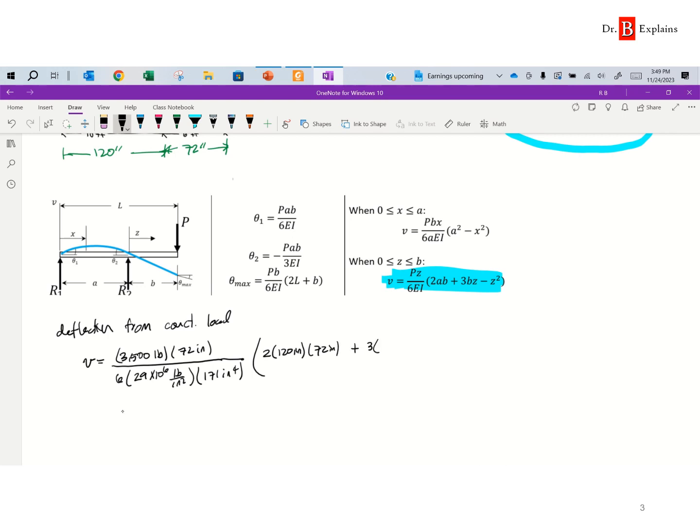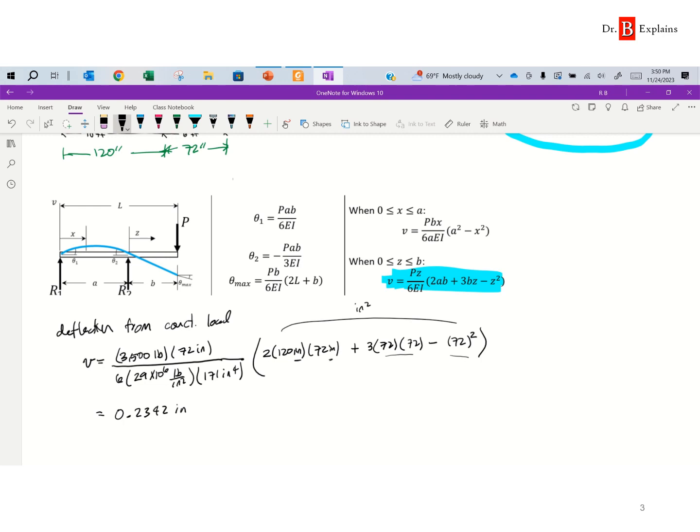And then plus 3 times b, which is 72 inches, times z, which is 72 inches, minus z squared, which is 72 inches squared. Now, if you notice, I started putting inches and inches, and then I stopped, and we can see here, each of these quantities, anything that's in here is going to have units of inches squared. Anyway, so we type this on the calculator. We get 0.2342 inches. So that's the how much.